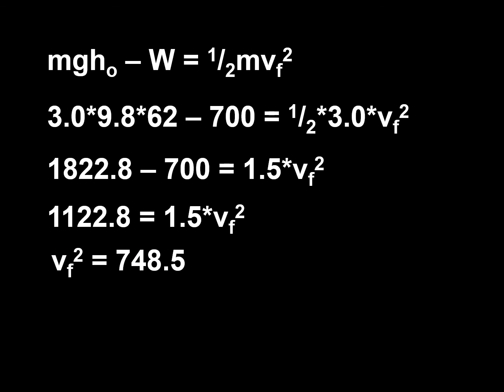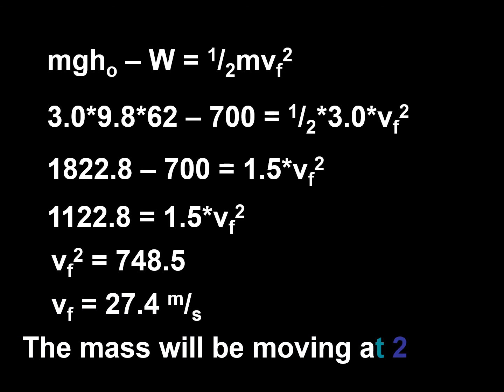Now we divide both sides by 1.5 to give us our final velocity squared is 748.5. Square root both sides, and we get the final speed is going to be 27.4 meters per second. Now what's interesting about this is this started from a higher height, from 62 meters than the previous example, but we end with a lower speed. And the reason we end with a lower speed is because we have this 700 joules of dissipated energy in the process. So our mass is going to be moving at 27.4 meters per second.